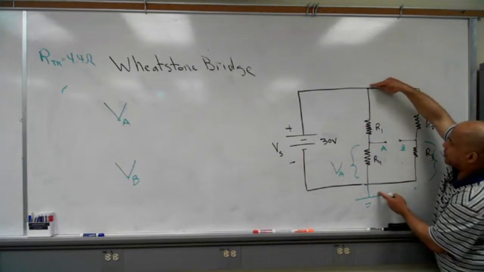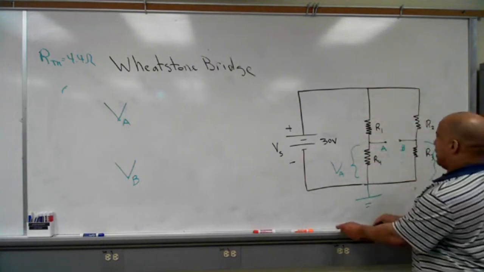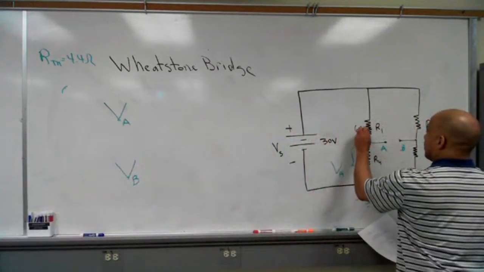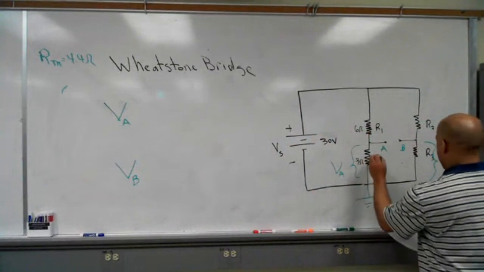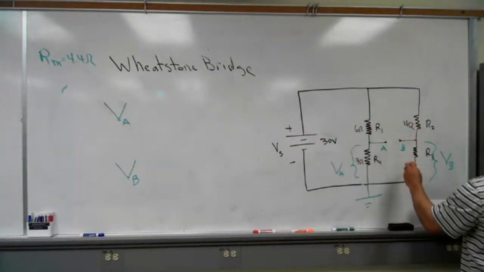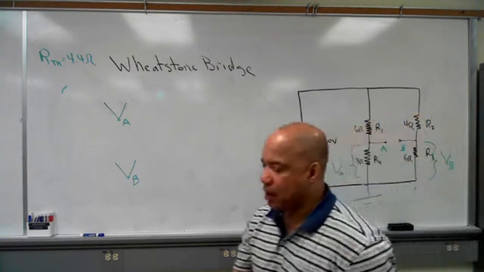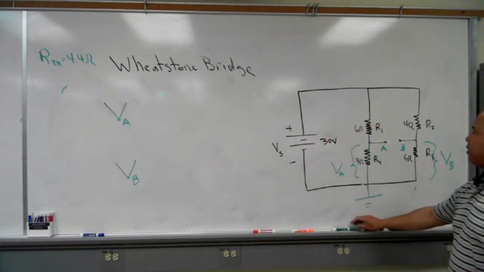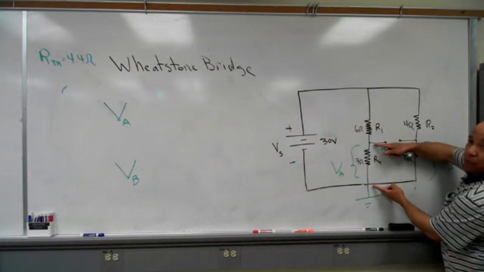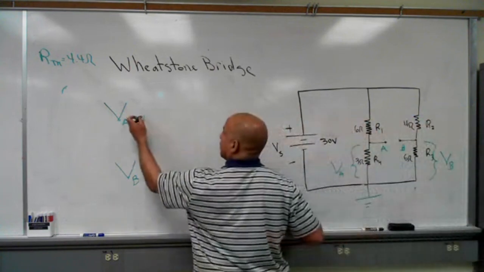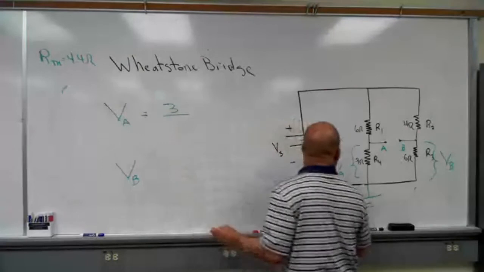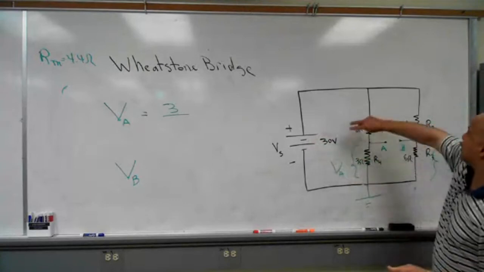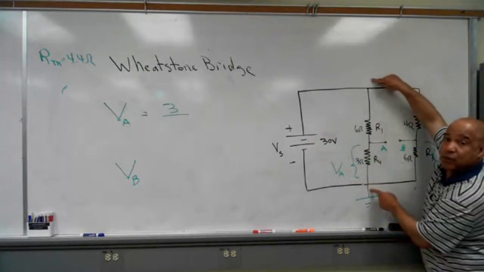So in this branch, I'm gonna use the voltage divider rule, and let me put my values back in there real quick. This was a 6, this was a 3, this was a 4, and this was a 6. So I'm going to use the voltage divider rule on the left branch first. I want to know the voltage across the 3 ohm, so I'm going to put that in the numerator. Now, normally when I use the voltage divider rule, I divide that numerator by the total resistance, but it's not the total resistance of the circuit. In this case, it's the total branch resistance.